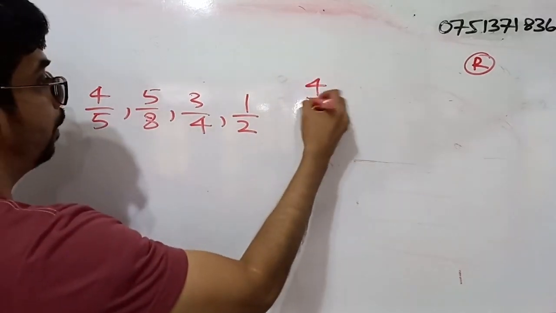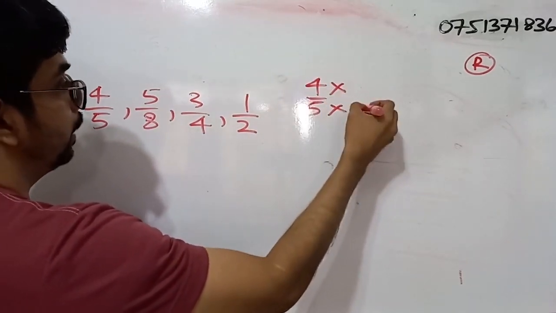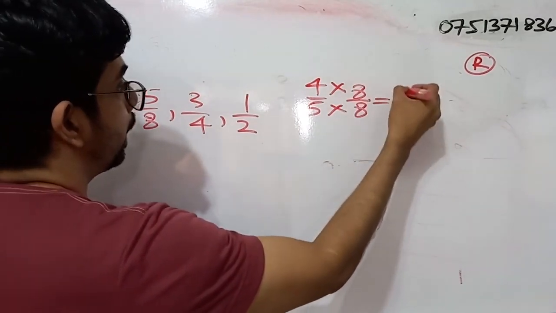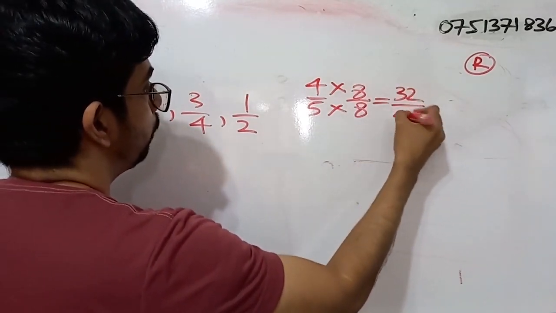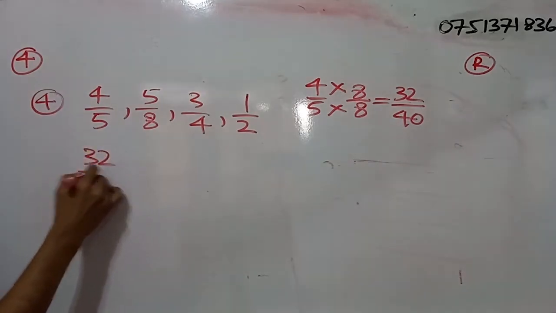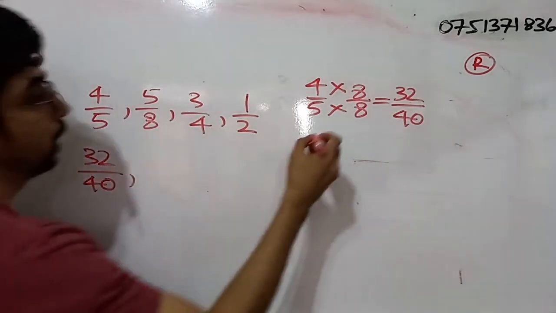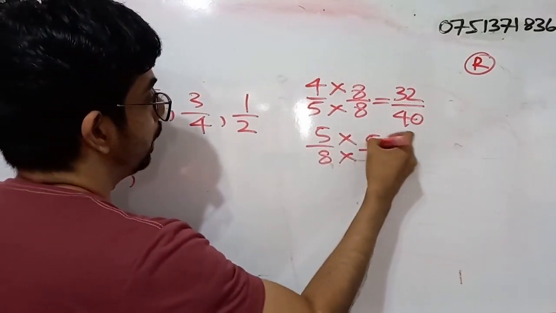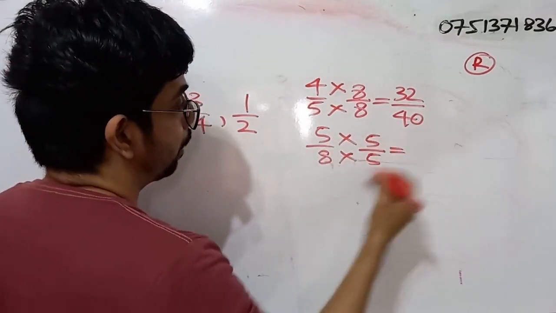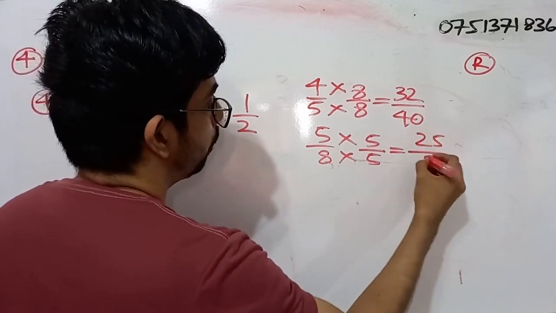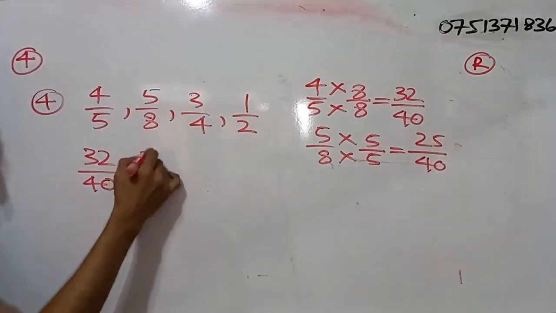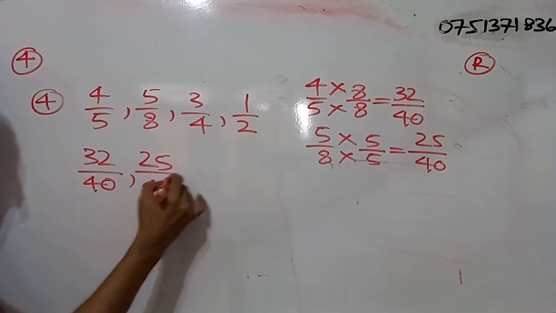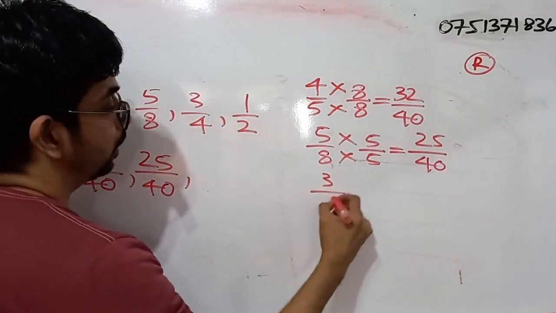So take 4 by 5. I have to multiply the denominator and the numerator by 8. So I will be getting 32 by 40. Right. 32 by 40. Then 5 by 8. I am going to multiply the denominator and the numerator by 5. So I will be getting 25 by 40. 25 by 40. Right. Then 3 by 4.